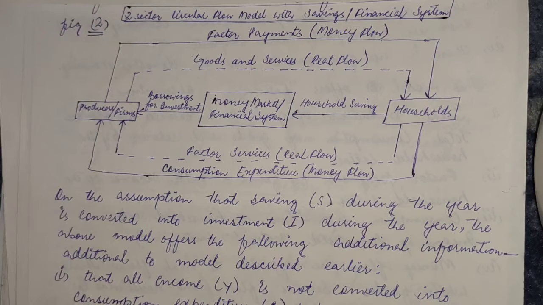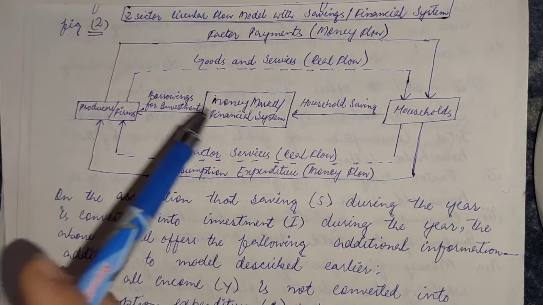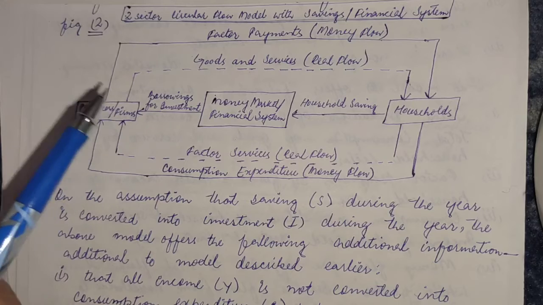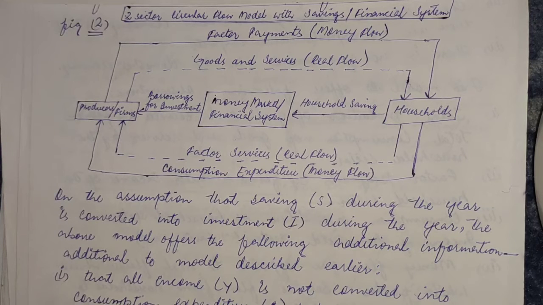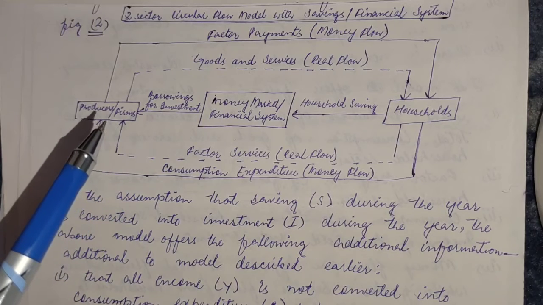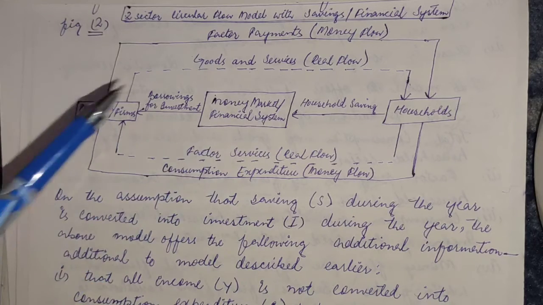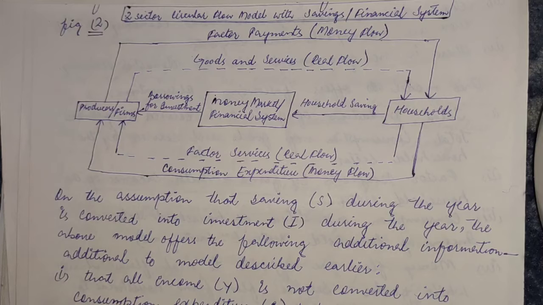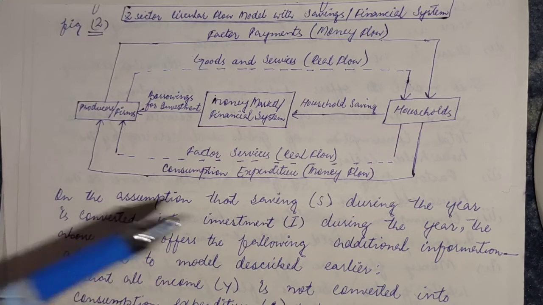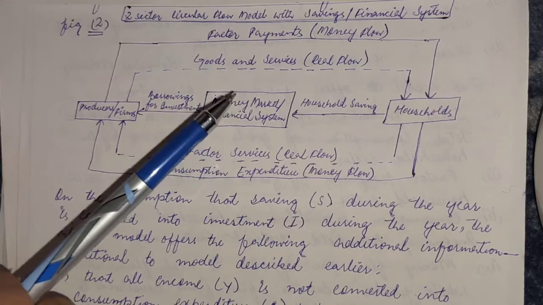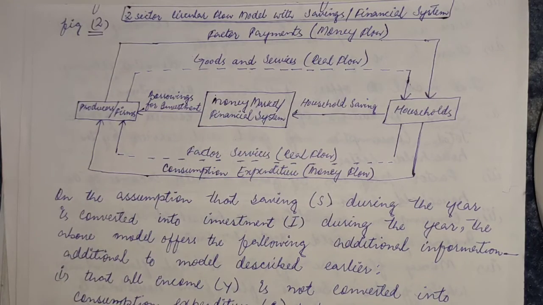These financial intermediaries serve as a link between savers and investors. Those who save park their funds with the financial intermediaries, and those who invest borrow funds from the financial intermediaries. Now, the activity of saving and borrowing for investment is reflected in this circular flow model, right?